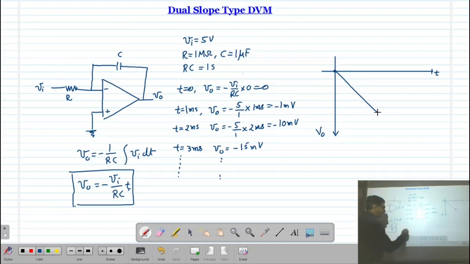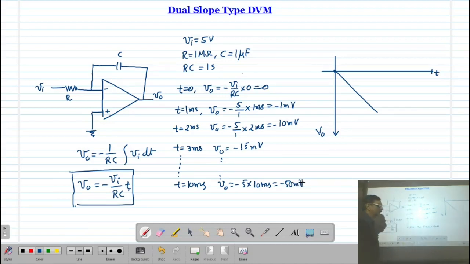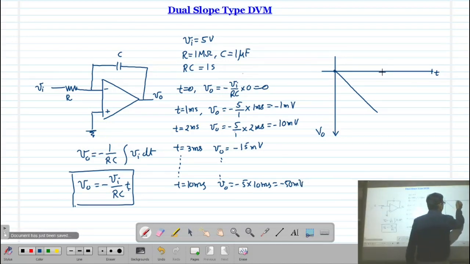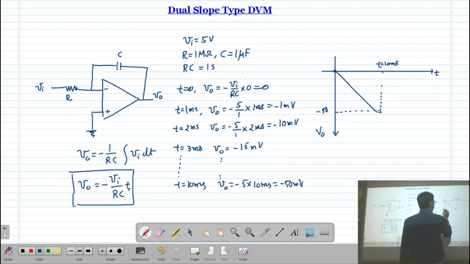Suppose I am going to integrate the signal up to 10 milliseconds. Then the output voltage will be minus 5 into 10 milliseconds, so this is minus 50 millivolt. So let us say in this time period, I am integrating the signal up to T equal to 10 milliseconds. Then this output voltage will be minus 50 millivolt.